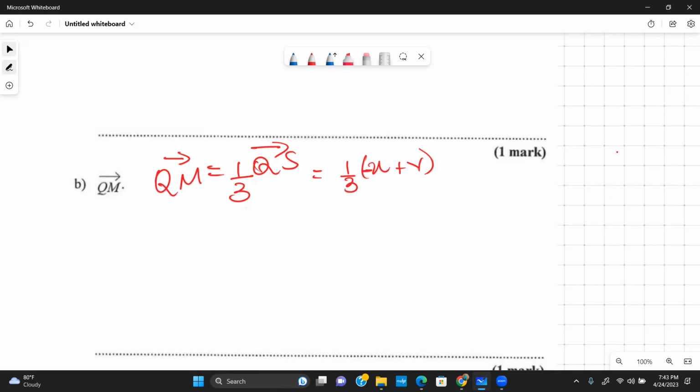Or what if you are a person who wants to slide the 1/3 inside? You could have done this. You could, but you don't have to. I'm just saying, you could have said negative 1/3 U plus 1/3 V. It's the same thing. You're just distributing the 1/3 inside.